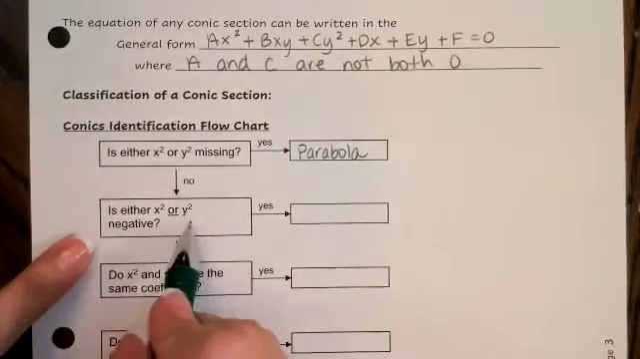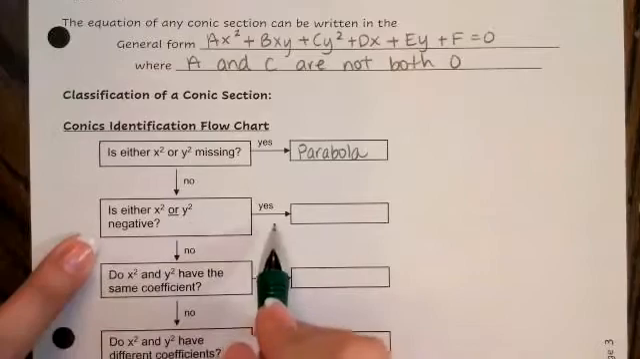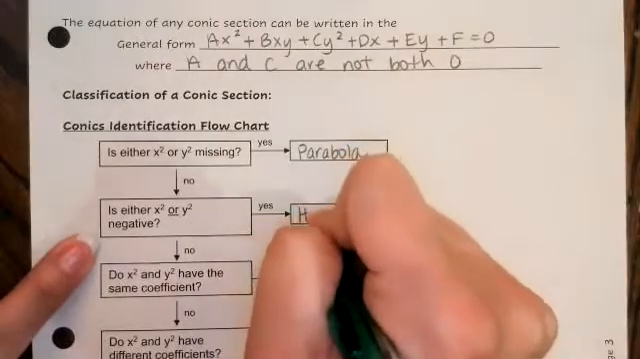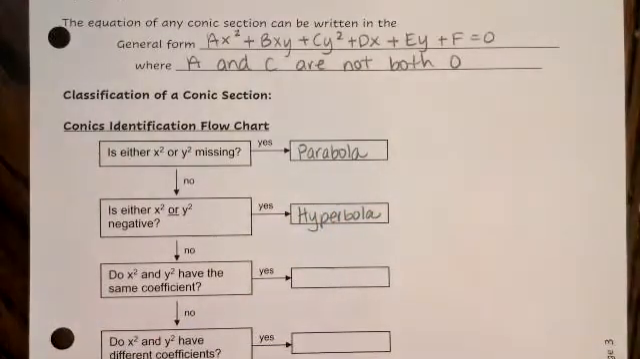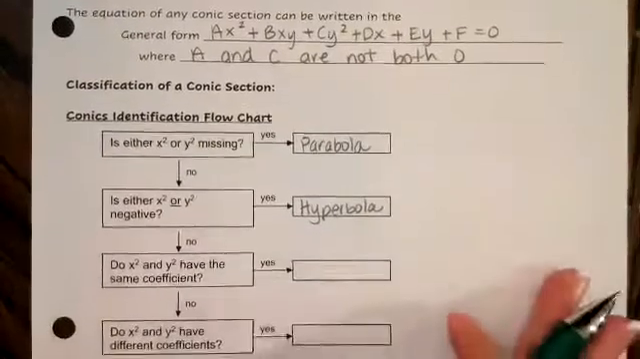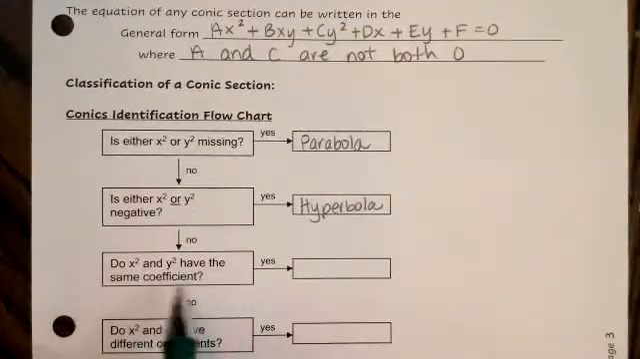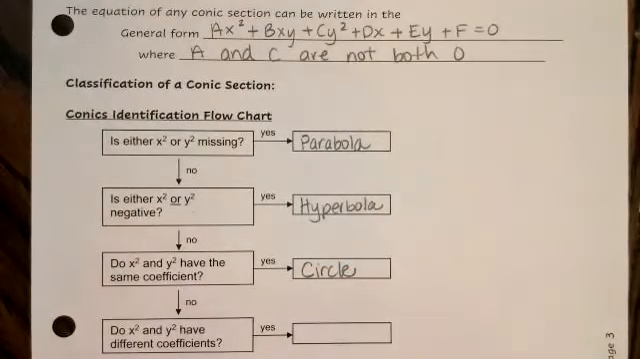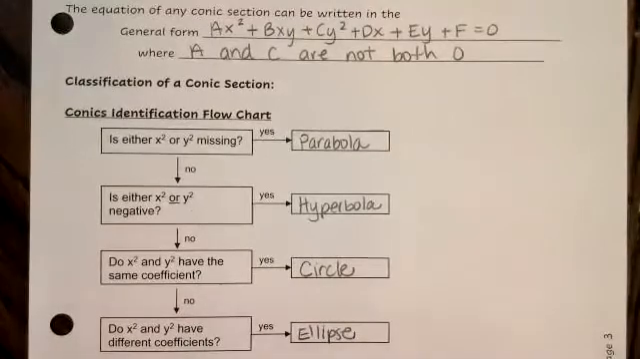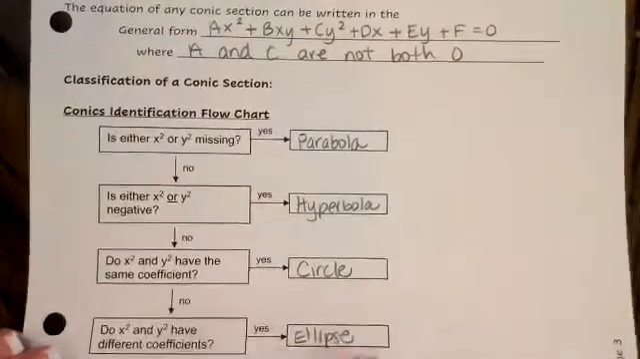Then is either x squared or y squared negative? If the answer to that is yes, then it is a hyperbola. For the hyperbola, the x squared or the y squared has to be negative. If the answer is no, we keep going to our next question. Do x squared and y squared have the same coefficient? If x squared and y squared have the same coefficient, then our conic section is a circle. And if x squared and y squared have different coefficients, then it is an ellipse. So there's our options. When you get this general form of the equation, you should be able to look at it and identify which conic section we're talking about.